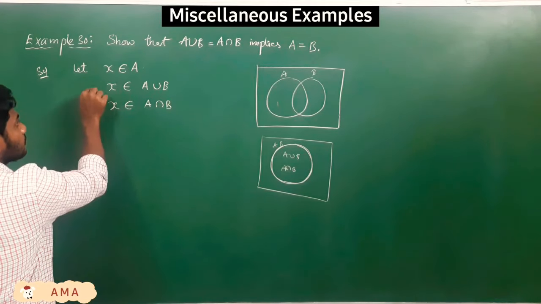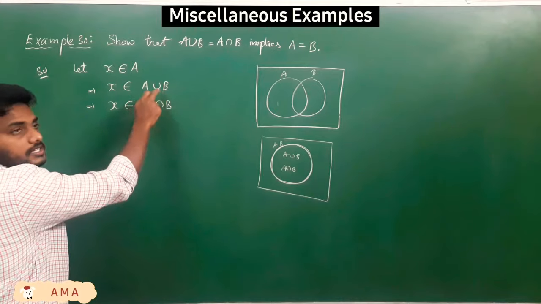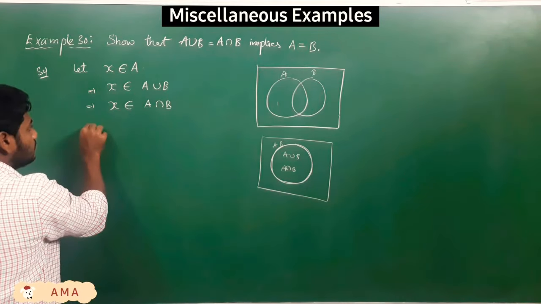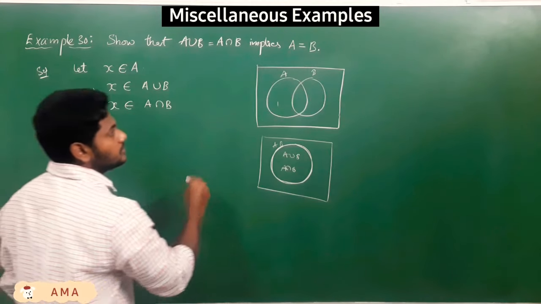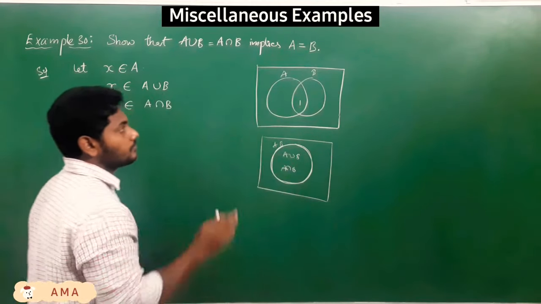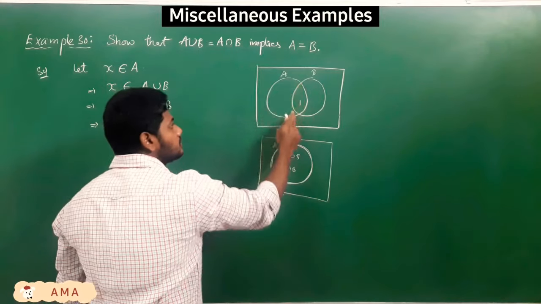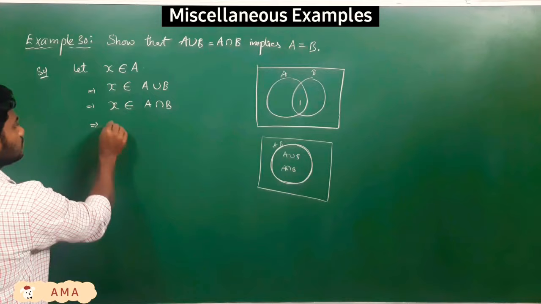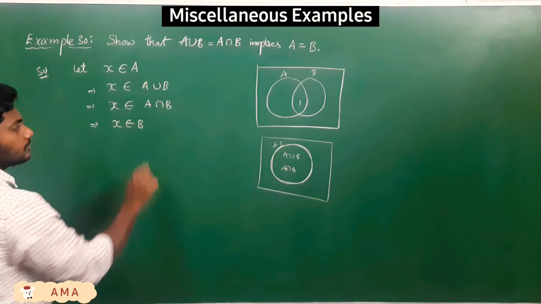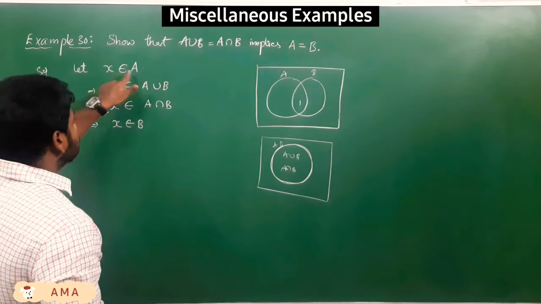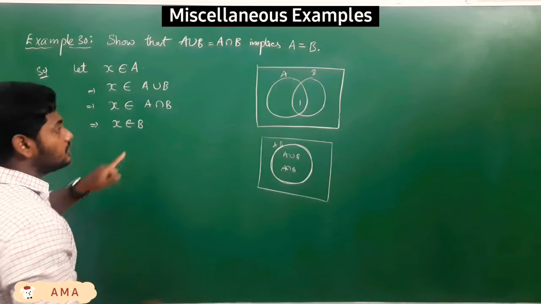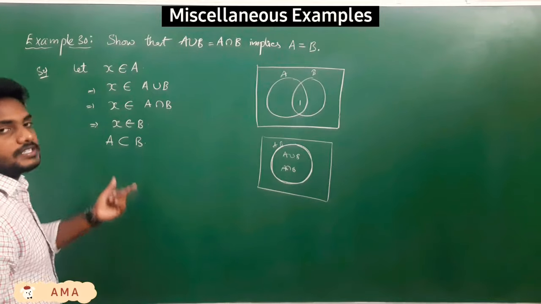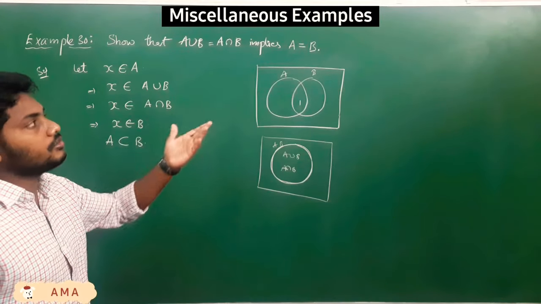Right or not? If x belongs to A union B, which is equal to A intersection B, and x belongs to A intersection B, then x belongs to B also. Therefore x belongs to B. If x belongs to A, x belongs to B. Nothing but A is a subset of B.